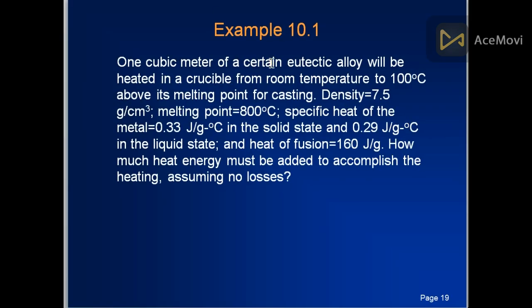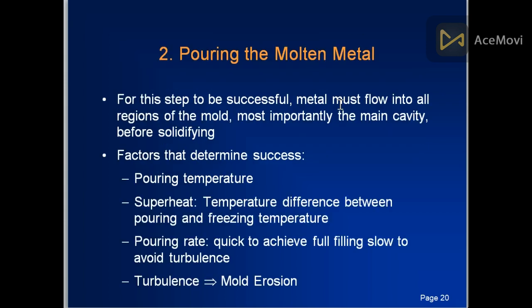One cubic meter of a certain eutectic alloy at room temperature, 100 degrees centigrade, is heated above its melting point. Density is 7.5, melting point is 800. The pouring temperature is 100 degrees more than the melting point, so it is 900. Specific heat of the metal is 0.33 in the solid state and 0.29 in the liquid. Cs is this and Cl is this, and HF is equal to 160. How much heat is required to do the process, assuming no losses? So just put the values in the given formula.